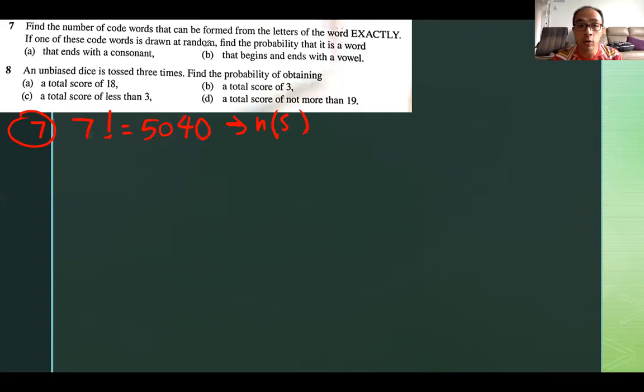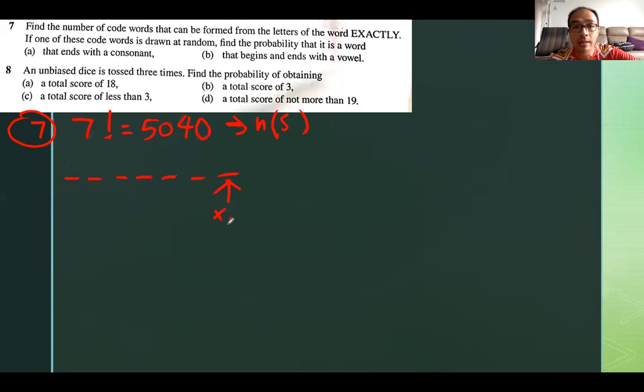Okay, so if one of these code words is drawn at random, kalau kita pilih salah satu daripada code word daripada 5040 ini, find the probability that it is a word that ends with a consonant. Now think about this. If it is a word that ends with a consonant, how many letters are there? 1, 2, 3, 4, 5, 6, 7. This is where the combination of permutation plus probability comes in. The last one is a consonant. How many consonants are there?